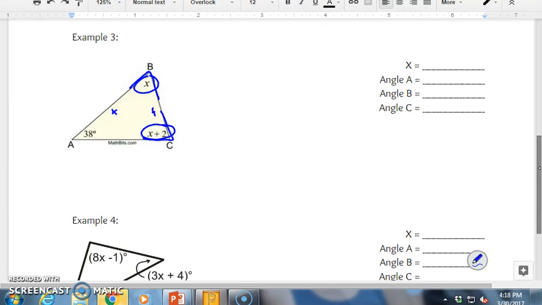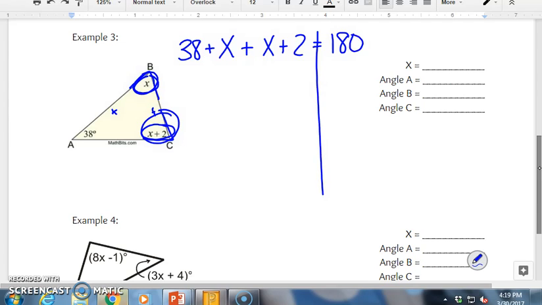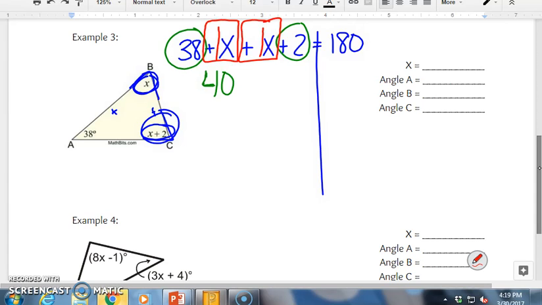So if I add the 3 of these together, so 38 plus x plus the x plus 2, all 3 of those added together is still going to equal 180. Okay, so combine like terms. So I need to put my whole numbers together. So 38 plus 2 is 40. And then I can combine my x's. If you want to put a 1 in front of there, you can. So I have 1x, and I have another x.